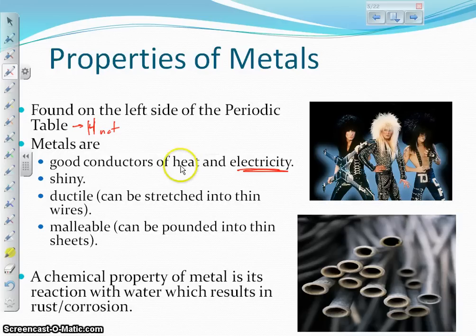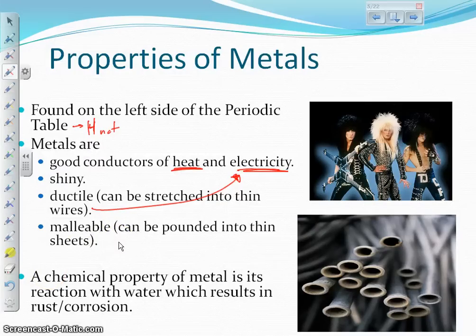And all your pots and pans, the things that are going to really conduct heat in the kitchen, are made of metals. Metals tend to be shiny, and they tend to be ductile, which means they stretch into very thin wires, which becomes very useful when we talk electricity. And they are malleable, which means they can be pounded into very thin sheets. A can of something is a great example of being malleable.